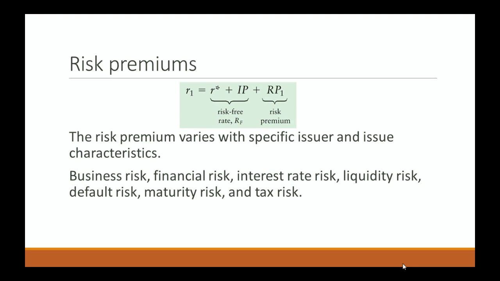Different assets earn different rates of return because they expose the investor to different levels of risk. This is called the risk premium. It varies with specific issuer and issue characteristics, such as business risk, financial risk, interest rate risk, liquidity risk, default risk, maturity risk, and tax risk. So the rate of return that you earn is equal to the risk-free rate plus an inflation premium plus a risk premium.